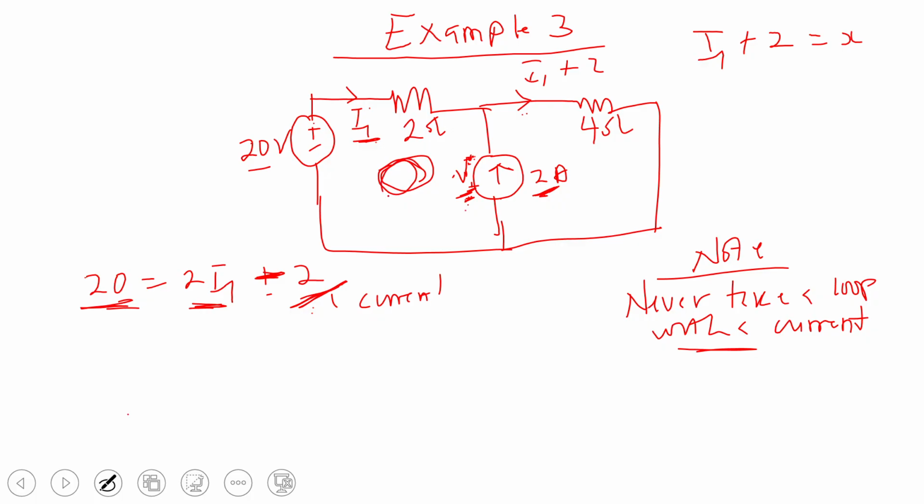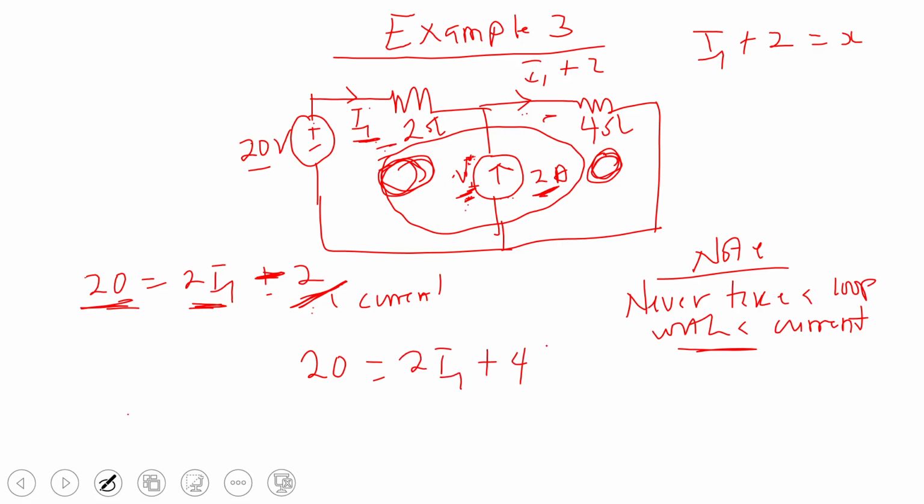What that means is that in this question, I cannot take this loop. I can also not take this loop, because when I take the loop, I'll have the current source within the loop. So the only option I have is this big loop, which I can take to solve the question. So let's take that big loop. Starting, 20 will be equal to, here is going to be 2I1. Then here plus 4 into bracket I1 plus 2.